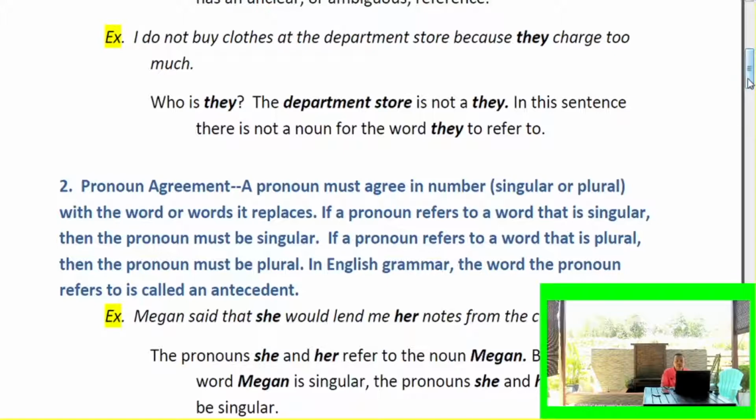For the second example, pronoun agreement. A pronoun must agree in number, singular or plural, with the word or words it replaces. For example, Megan said that she would lend me her notes from the class. The pronouns she and her refer to the noun Megan. Because the word Megan is singular, the pronouns she and her also must be singular. Okay, she and her refer to the same name, Megan.